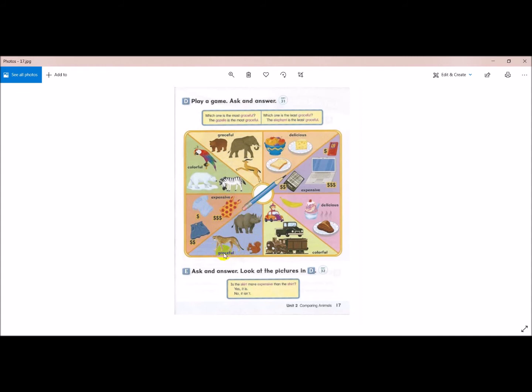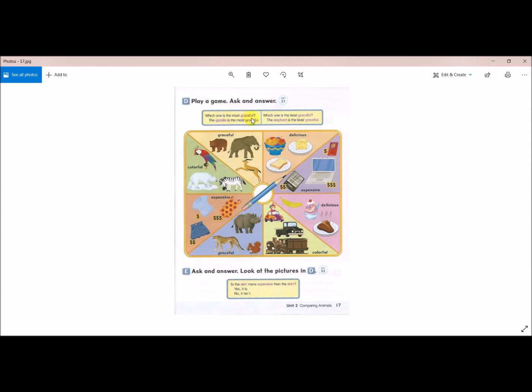Okay, this one, graceful. See? Yes, graceful. Can you read? Graceful. Here, what do we call? Rhinoceros. This one we call cheetah. This one, what do we call? Squirrel. Okay, now we're going to add the question.